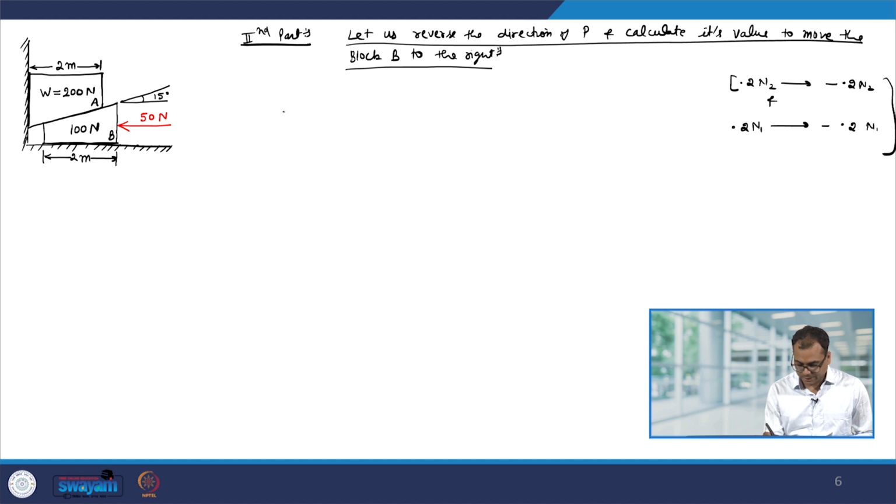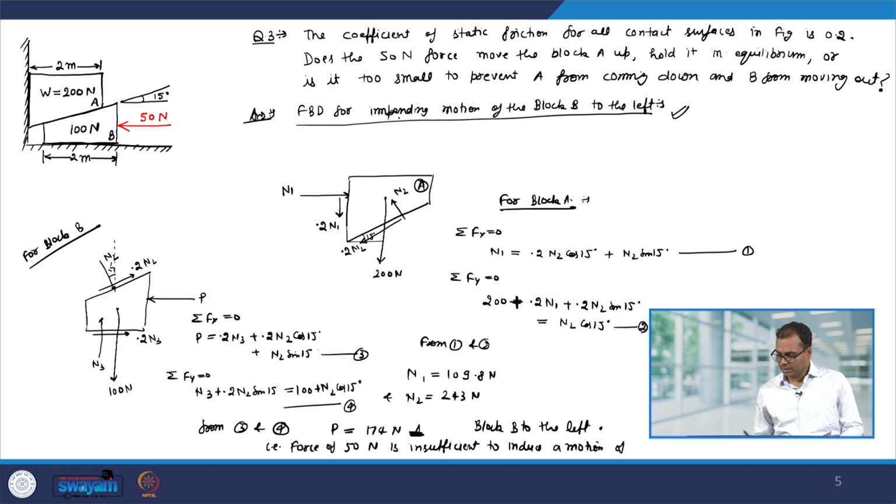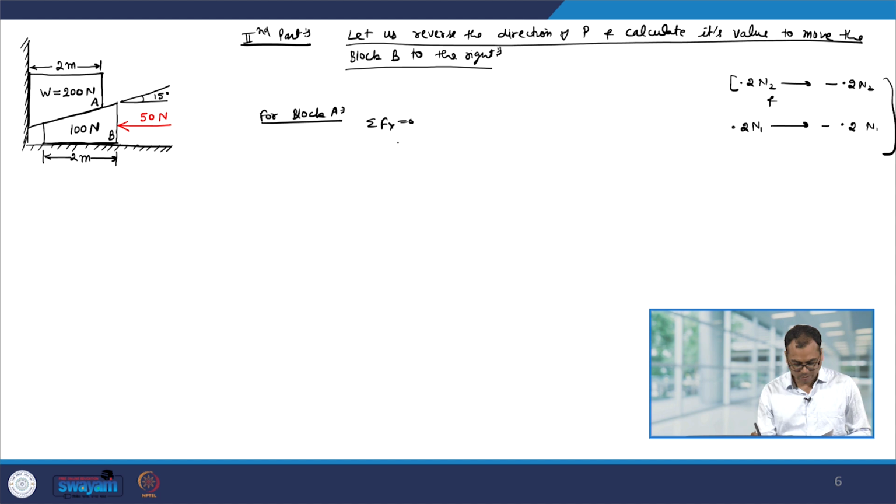So, let me just write down for block A. Now, the equation will be summation Fx equal to 0. You can look at this equation, and as I said, the directions of the frictional forces are going to change, and of course, P also we have reversed. So, therefore, N1 will be minus 0.2 N2 cos 15 degree plus N2 sin 15 degree. Let us say this is equation number 5, and then we have summation Fy equal to 0.